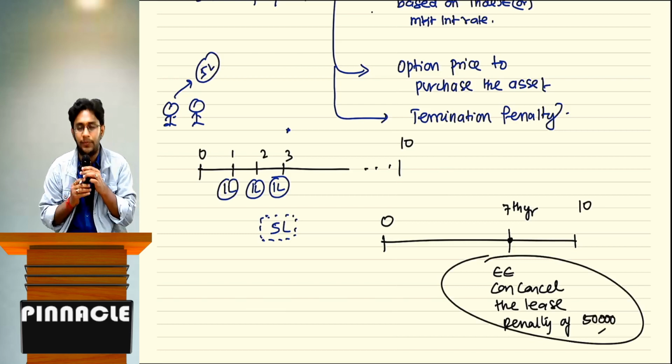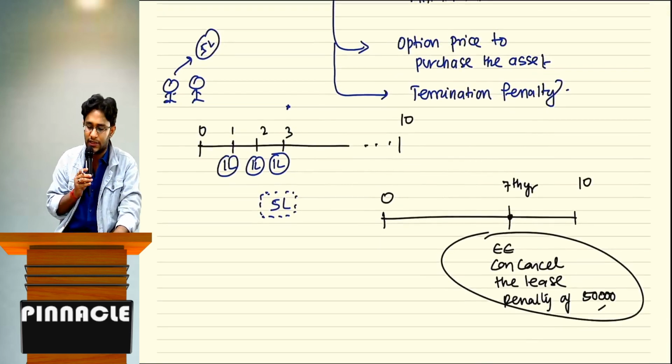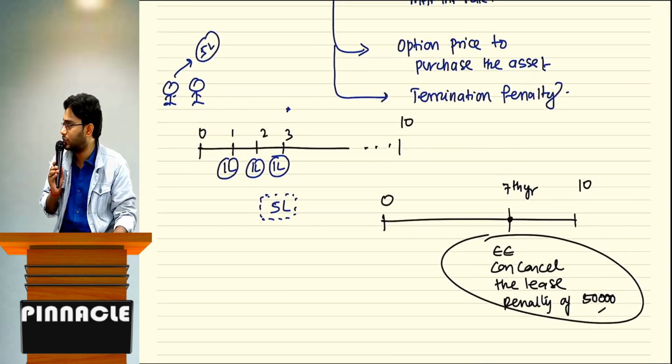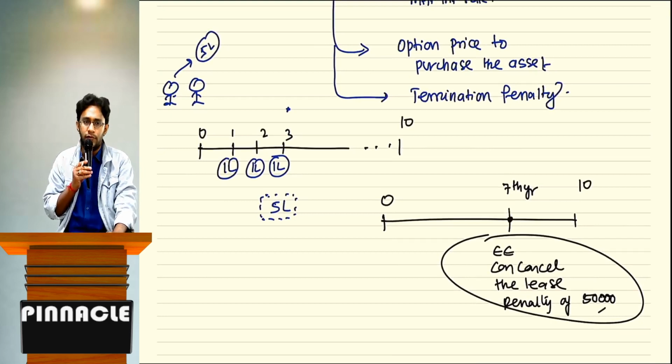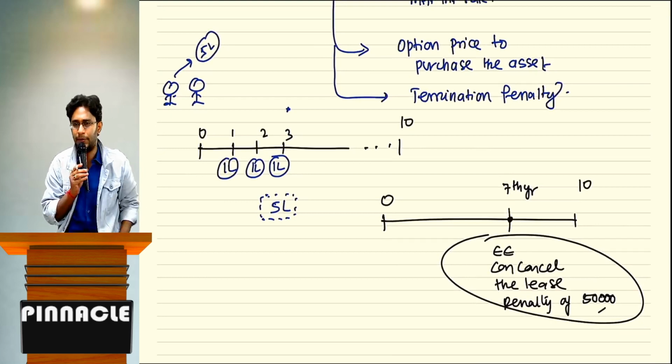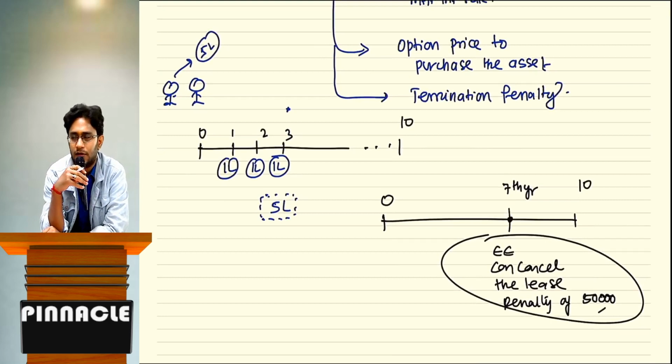Now, if there is a 50,000 penalty, should it be included in the lease payment or not? This is a very easy question. You tell me, sir. Will you include or will not include? Or it depends? Depends on what?